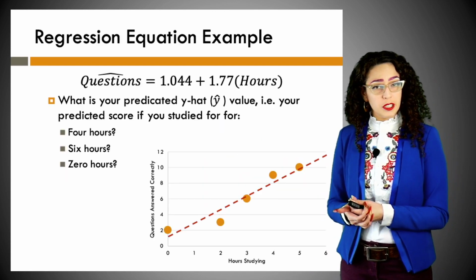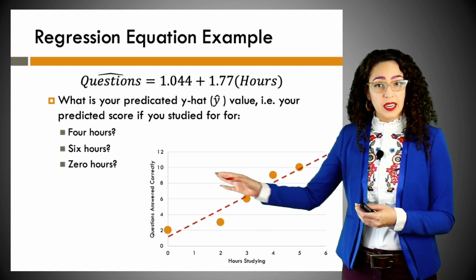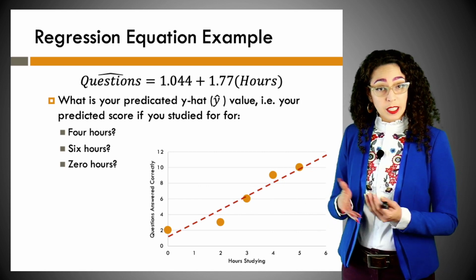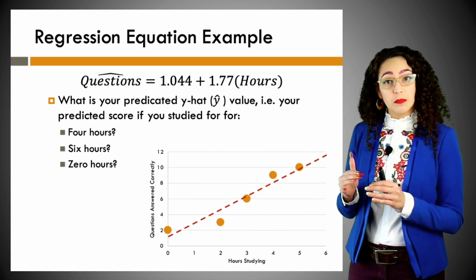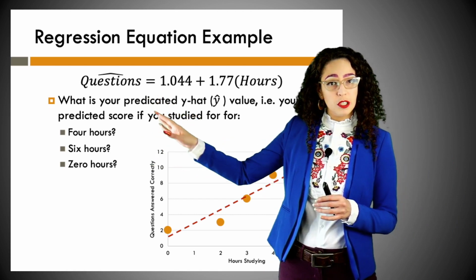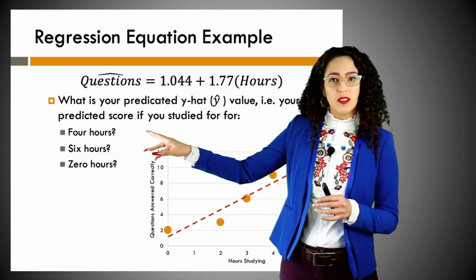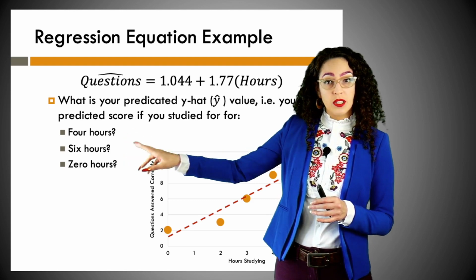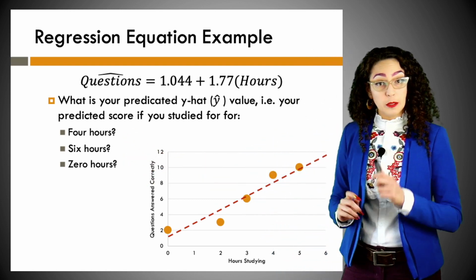Now that we have our regression equation for the number of hours you spend studying and the number of questions you get correct, let's make some predictions. Pause me for a moment and try to figure out what would your predicted y hat score, the number of questions you get correct, be if you studied 4 hours, 6 hours, and 0 hours? Pause me and give it a go.